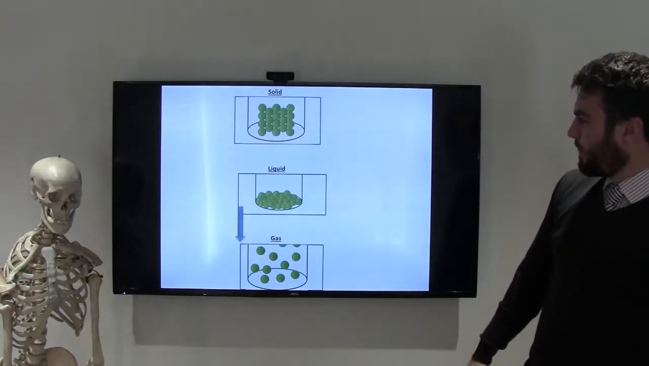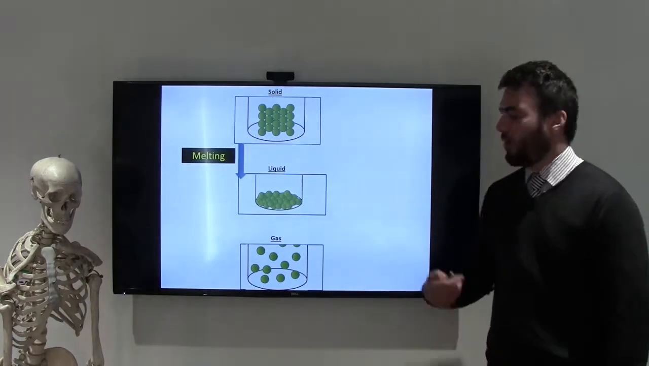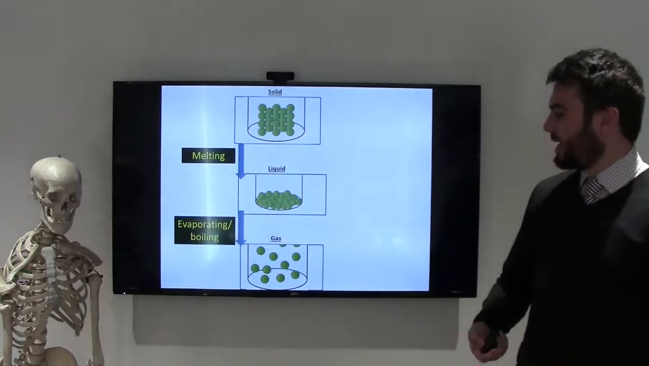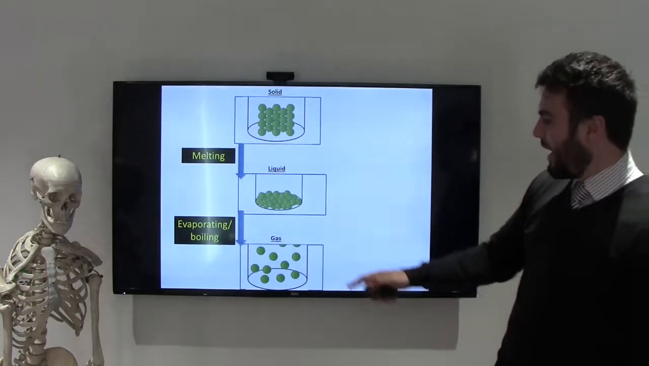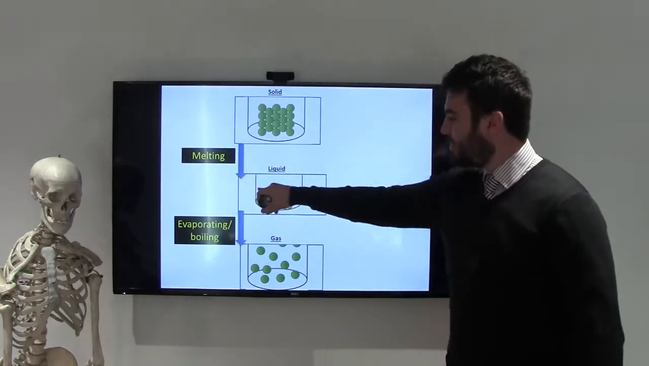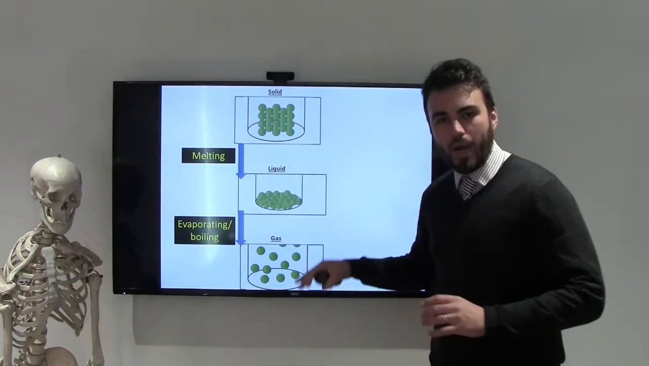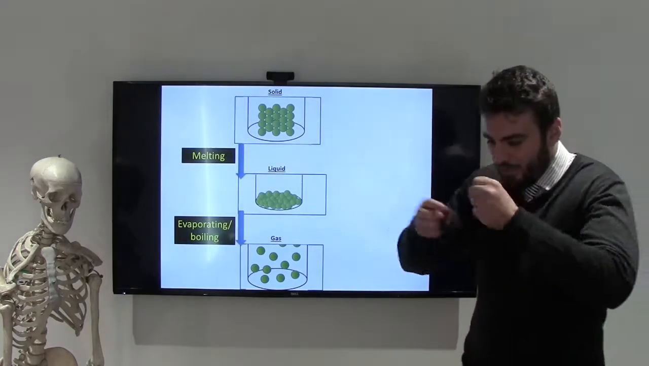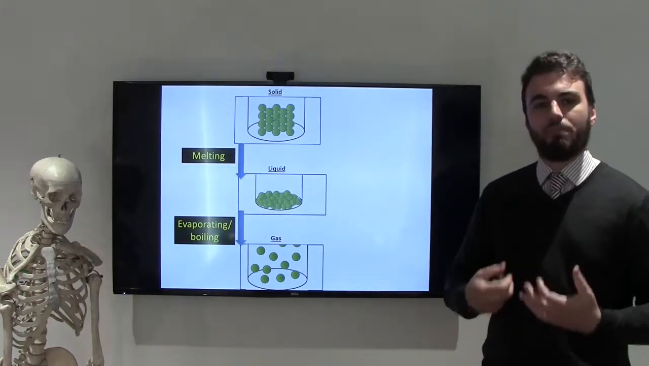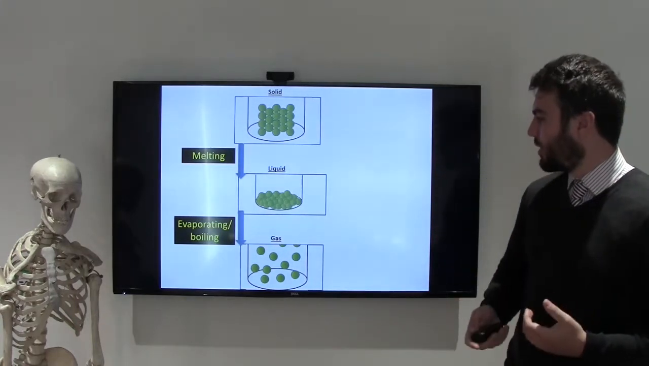So I've drawn them. I could go from a solid to a liquid, we call that melting. Liquid to a gas, evaporation or boiling. Now, evaporation just happens at the surface. It can happen at any temperature. But boiling is all the way through. Think of your kettle. Every bit of it's bubbling. And that only happens above the boiling temperature, or the boiling point.